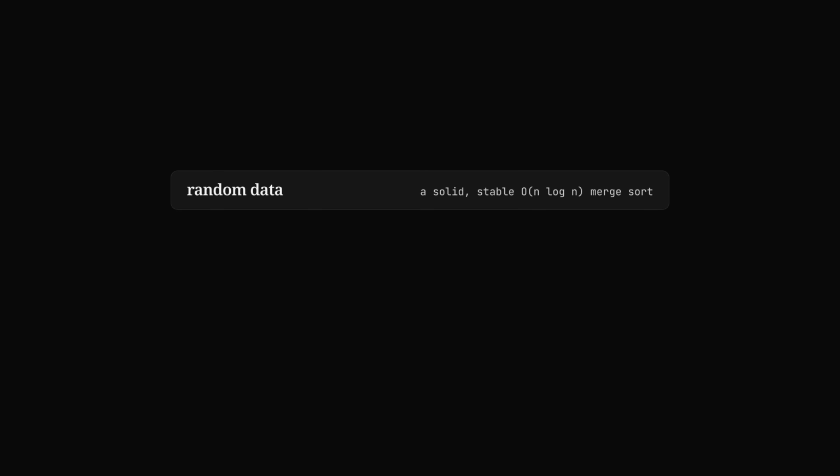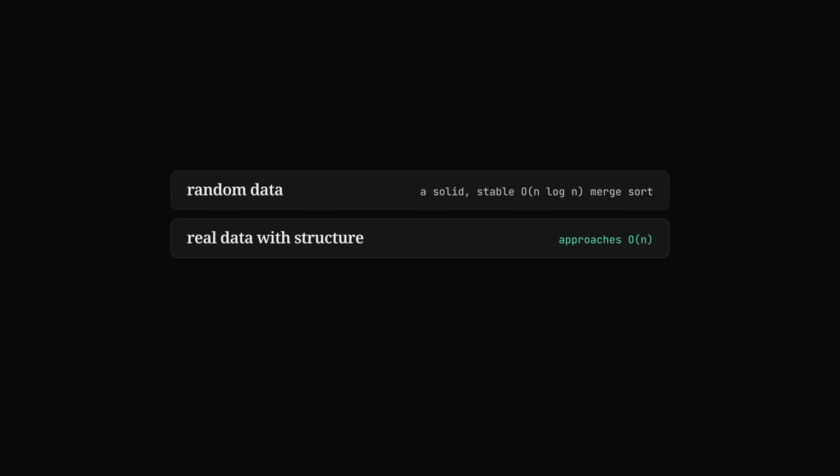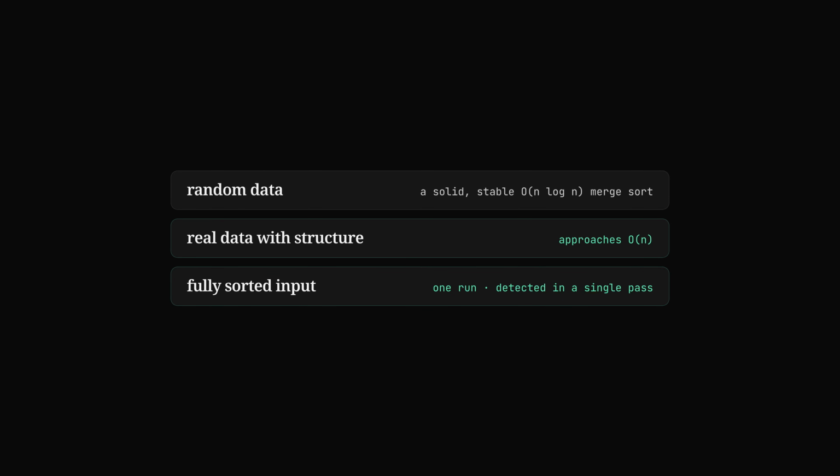On random data, a solid, stable n log n merge sort. On real data with structure, it approaches order n. Fully sorted input is one run detected in a single pass. Timsort has been Python's list.sort for over 20 years.